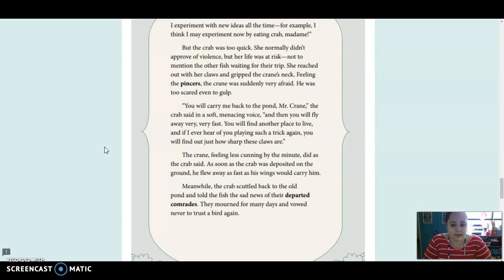The crane, feeling less cunning by the minute, did as the crab said. As soon as the crab was deposited on the ground, he flew away as fast as his wings could carry him. Meanwhile, the crabs scuttled back to the old pond and told the fish the sad news of their departed comrades. They mourned for many days and vowed never to trust a bird again.